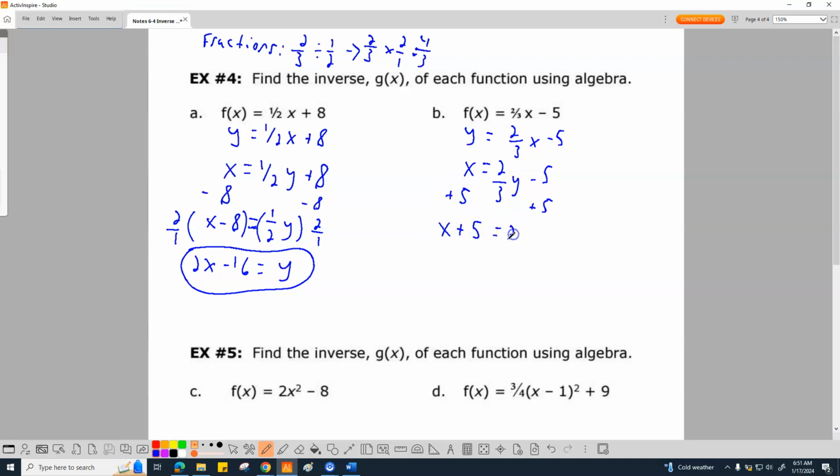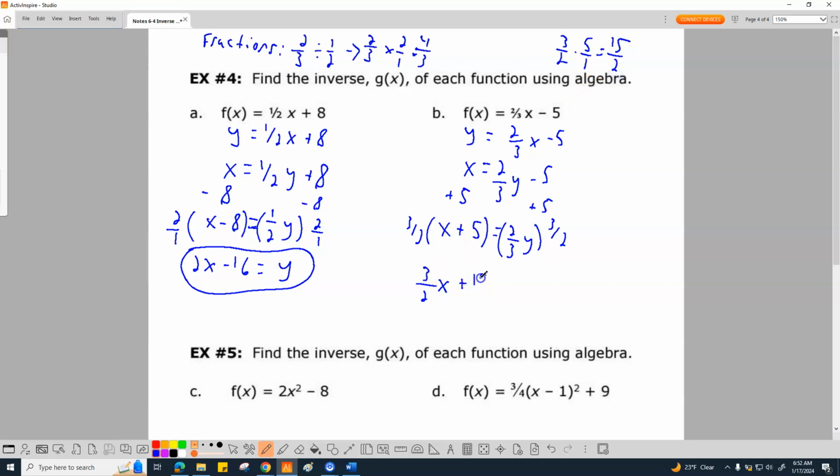equals 2/3 y. Now remember, this says 2/3 times y. So to divide by this, you have to kind of multiply by the reciprocal. It's weird, but that's just how it is. So you multiply both sides by 3/2. And you end up with 3/2 x, because that goes together, plus, when you multiply 3/2 times 5, I'll do it up here, 3/2 times 5. 5 actually has a 1 underneath. And what you're going to do is multiply straight across. 15/2.